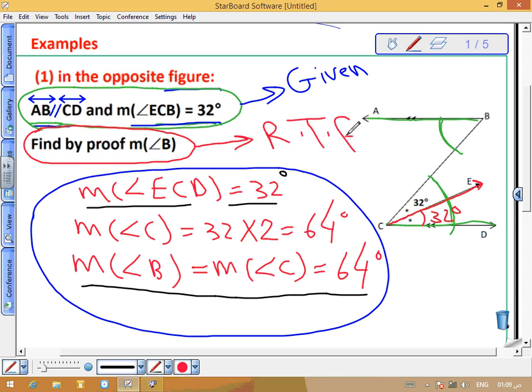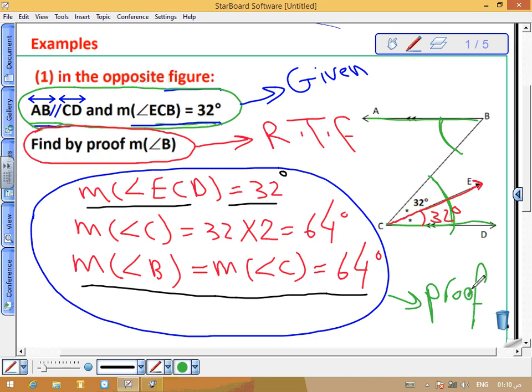R.T.F. Okay, means required to find. Required to find. That means the thing that he asked me to find in the problem. The question, just the question, or maybe there are many questions. Number three, the text or the part that represents my answer of the problem, and we name it something called proof.